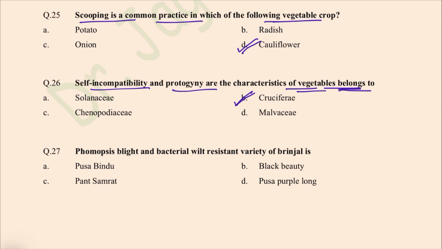These features are highly characteristic of vegetables belonging to the cruciferae or Brassicaceae family, which includes crops like cabbage, cauliflower, radish, etc. Whereas Solanaceae crops like tomato and brinjal are mostly self-pollinated. Then Chenopodiaceae includes spinach and beetroot. Malvaceae, crops like okra or ladyfinger, are self-pollinated. The condition where the anthers mature before the stigma is known as protandry. Which family of vegetables includes cabbage, cauliflower, knolkhol? That belongs to the cruciferae or Brassicaceae family.